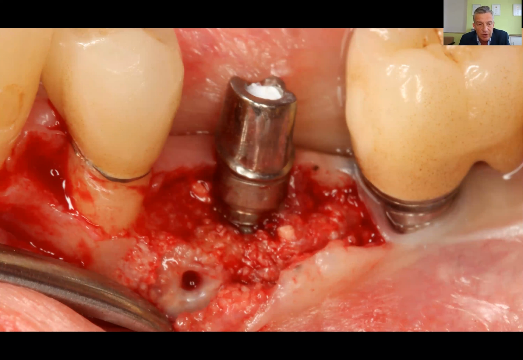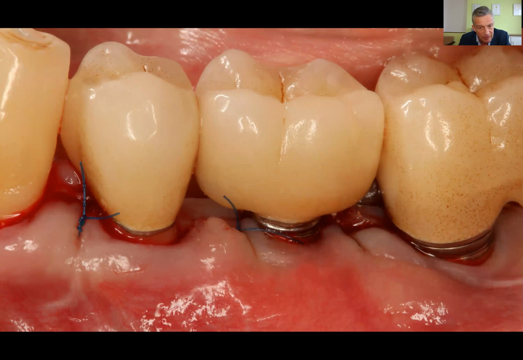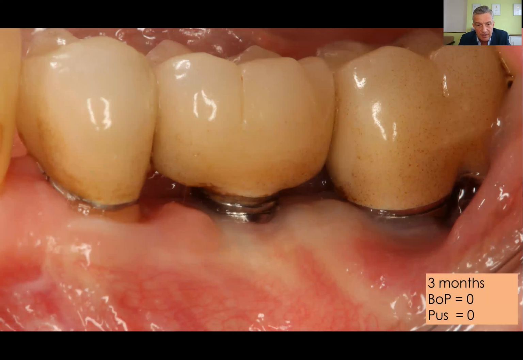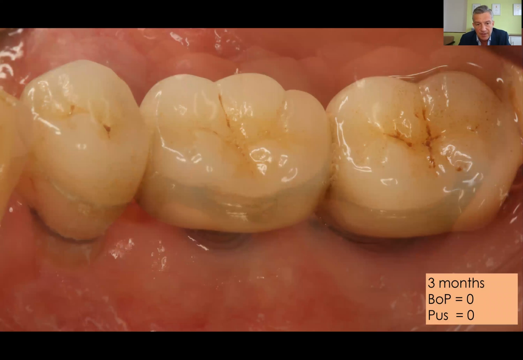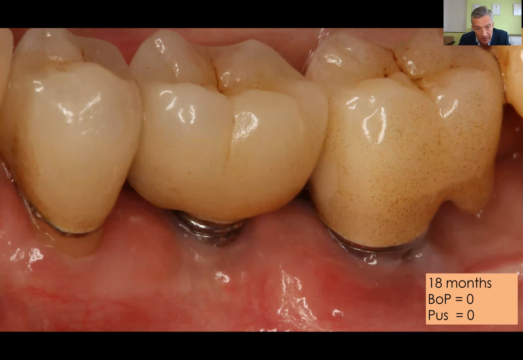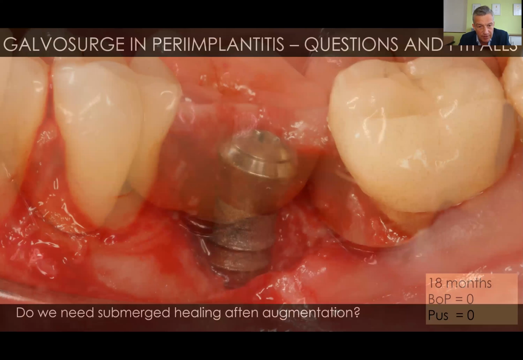When you remove these umbrella screws, you normally find this 0.5 millimeter thick connective tissue. This little donut-like structure is caused by micro mobility of the screw. But we achieved a very stable situation over time. This is 3 month results. No bleeding, no pus. And this is 18-month results. So an absolutely stable situation, despite it being an RP3 situation.